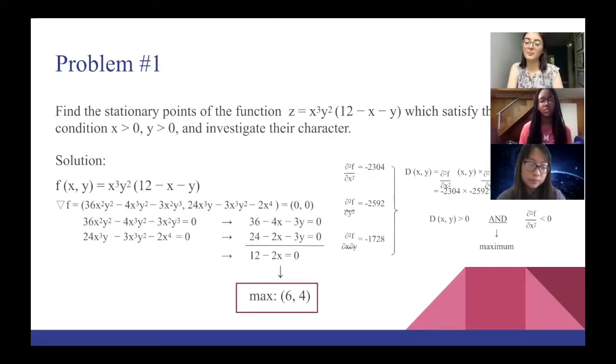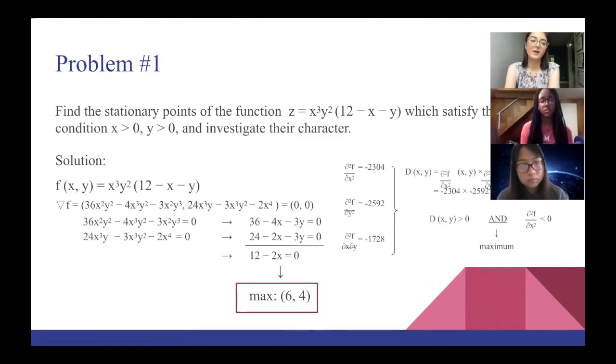So in our first problem, we were to find the stationary points of the function z equals x cubed y squared times the quantity 12 minus x minus y, which satisfy the condition that both x and y are greater than 0, and then to investigate their character. Breaking that down, firstly, we're finding critical points, and then we're determining whether they're maximums, minimums, or saddle points.